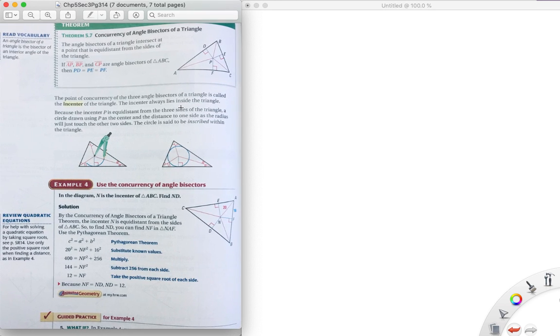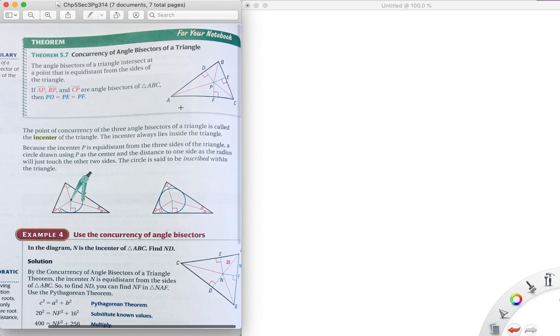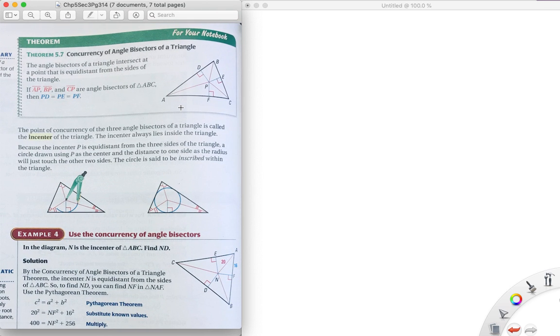Concurrency of angle bisectors of a triangle. So we talked about concurrency, but to refresh your memory, concurrency is a point where 3 or more lines intersect, and the point that they intersect on is called the point of concurrency.